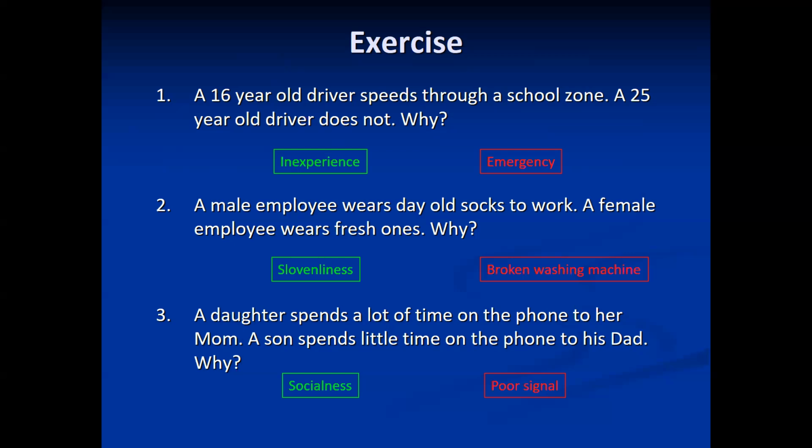However, it is perfectly possible that the behaviors had nothing to do with the people's personal characteristics at all, but instead were dictated by the circumstances. For example, the 16-year-old might have sped through the school zone because she was rushing someone to hospital. The employee might have been forced to wear dirty socks because his washing machine was broken. Or the son might spend little time on the phone to his dad because his dad's house gets a poor signal.